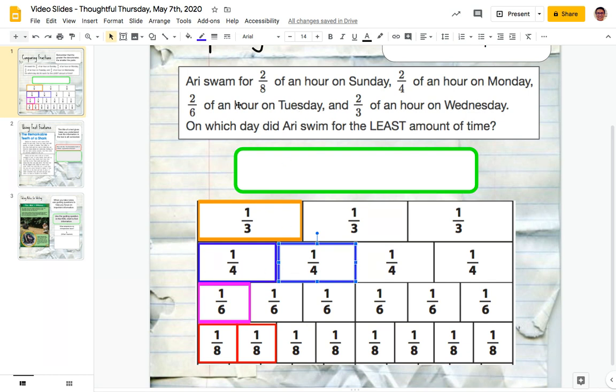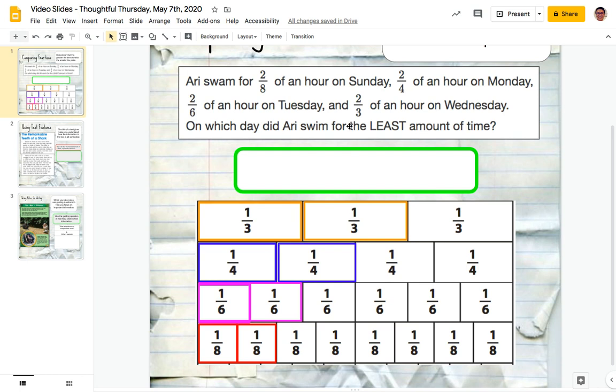On Tuesday, he swam 2/6 of an hour. So I'm going to go to my sixths and show 2/6. 1, 2. There's 2/6. And finally, 2/3 of an hour on Wednesday. So I'm going to go to my thirds. Here's 1/3. Here's 2/3. Okay, so which day did Ari swim for the least amount of time?